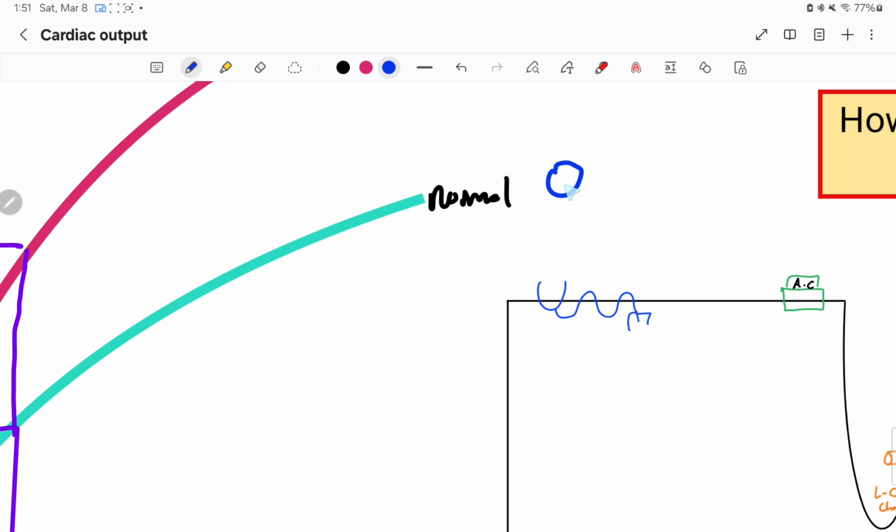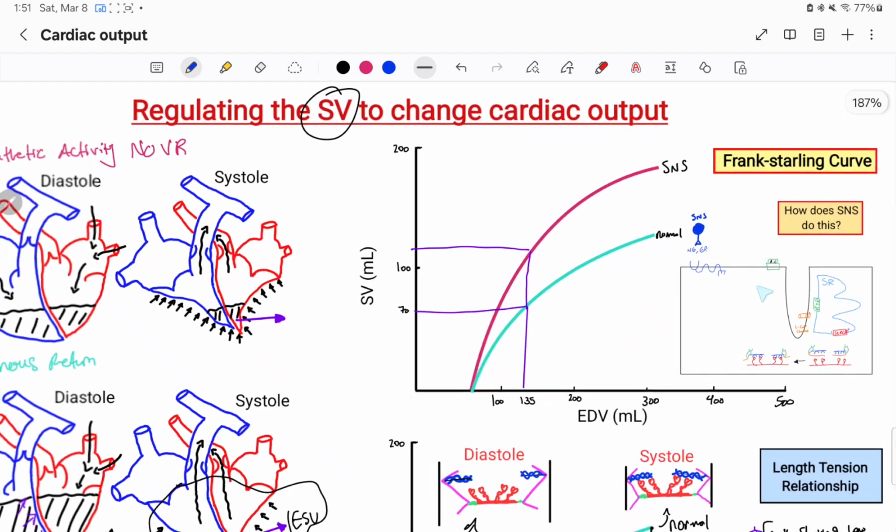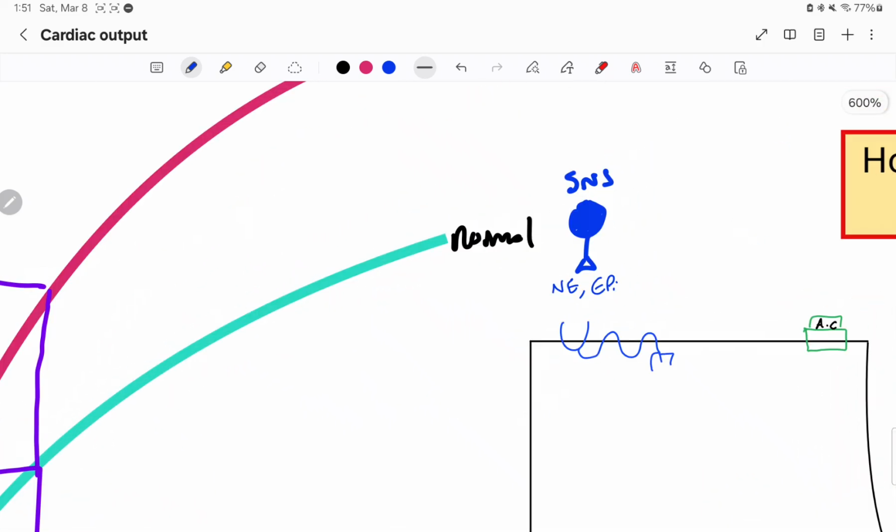So let's take a sympathetic neuron here. Let's say this is a sympathetic neuron right here, sympathetic nervous system. We know that from the sympathetic nervous system, we're secreting these chemicals like norepinephrine and epinephrine. We're just going to represent it as a circle here. And that norepinephrine and epinephrine, they will bind to a specific receptor on the surface of this ventricular muscle cell. You've seen this kind of diagram in my previous video on the ventricular contraction.